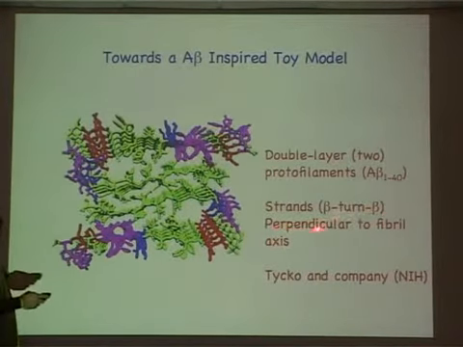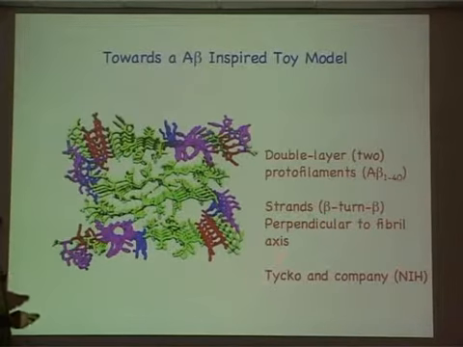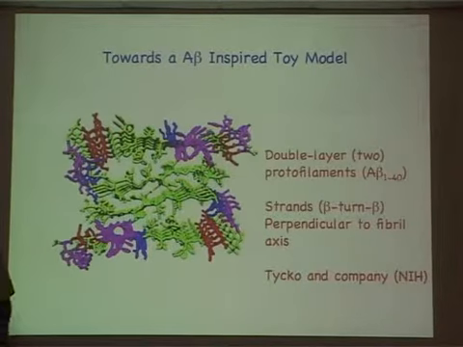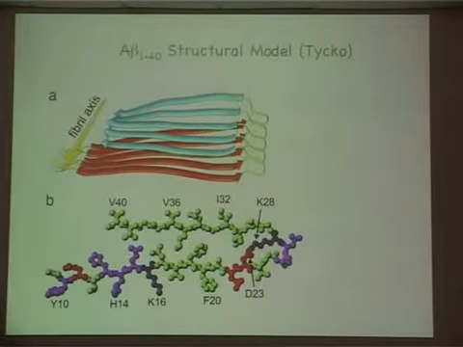The strand's axis, beta turn is perpendicular to the fibril axis, and then if you take the X-ray diffraction of this, you'll get the characteristic cross beta structures there for this and for many, many other proteins which form fibrils.